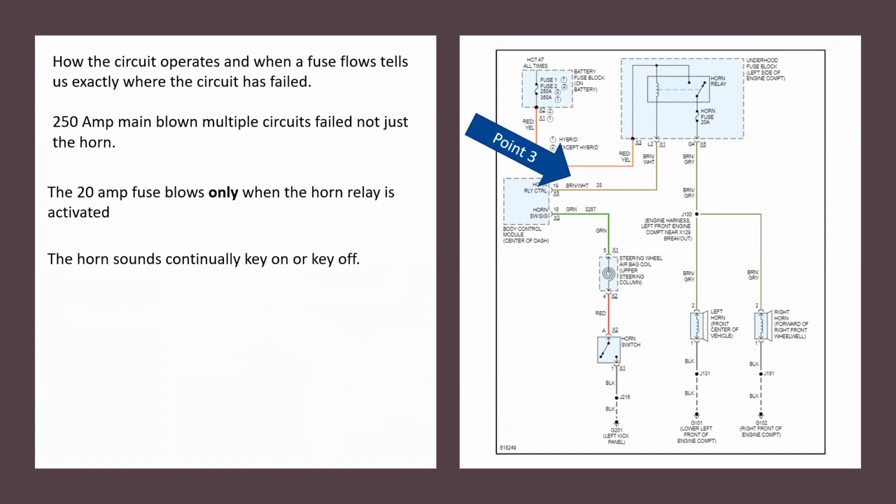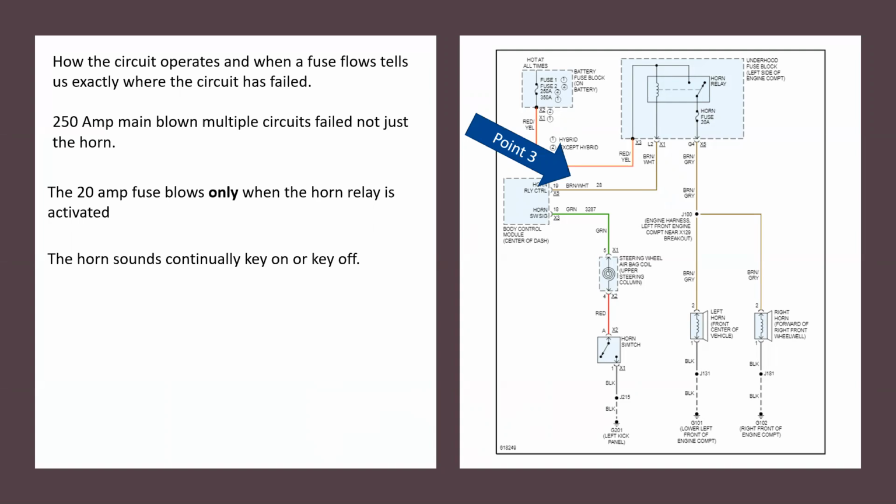So if we take a look at point number three, if I ran a short to ground there, what would I have? I'd have battery positive power coming into the low current coil. I'd be grounding the low current coil, which would be closing the switch. And since that particular fuse is hot at all times, I know that horn would sound continuously, whether the key was on or the key was off.